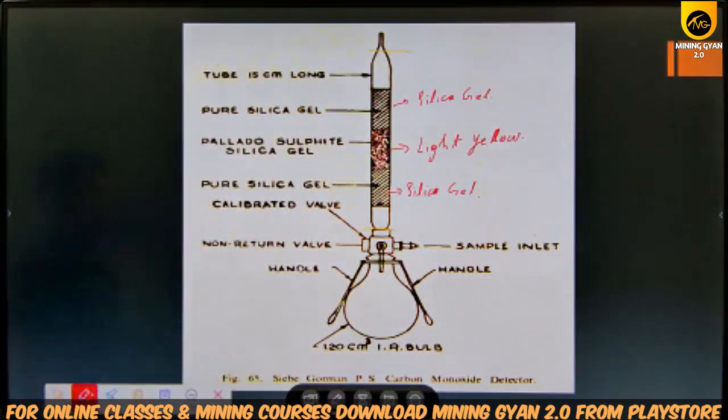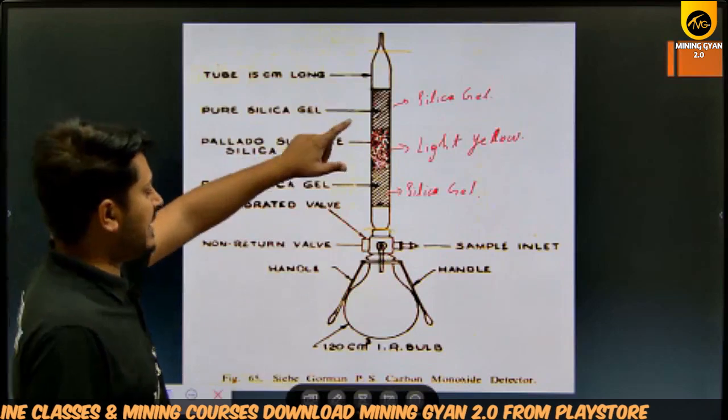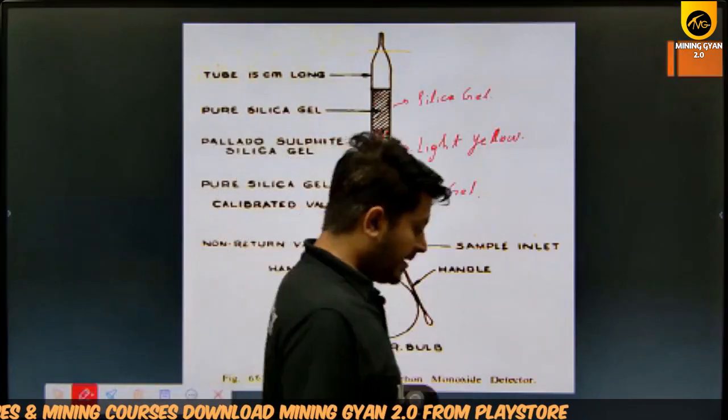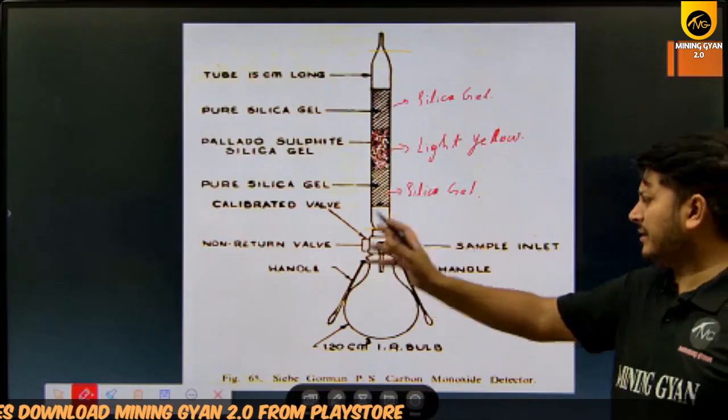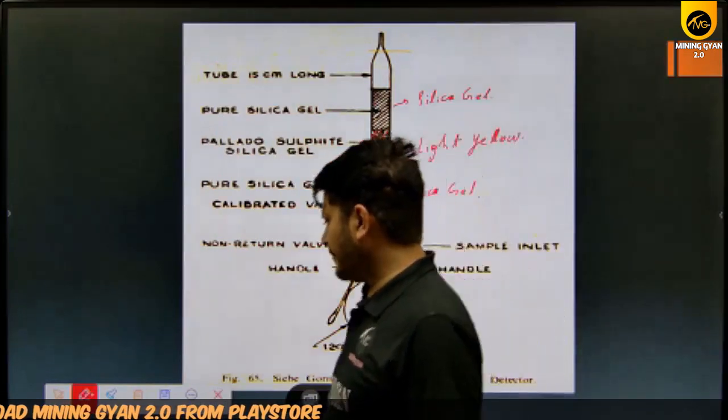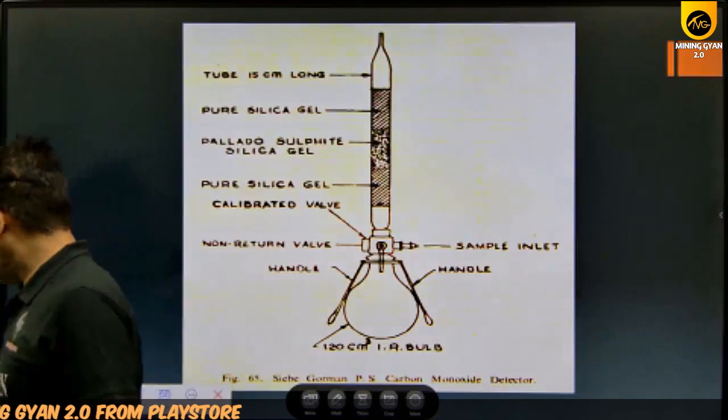So silica gel is present in both the ends, and in between there is the silica gel soaked with potassium palladium sulfide, which is yellow in color. This is the diagram with which you can understand easily.